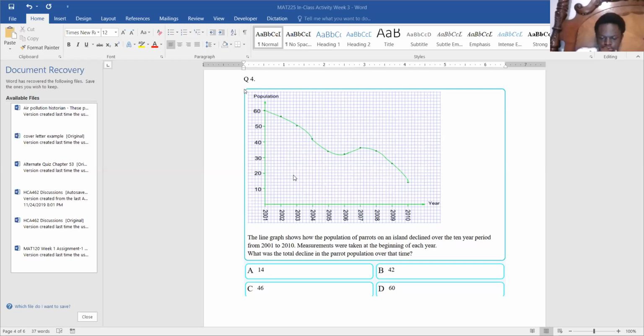Let me go back up there. So the decline didn't just go straight down, then it went back up, yeah. A parabola. I can't even say that word.